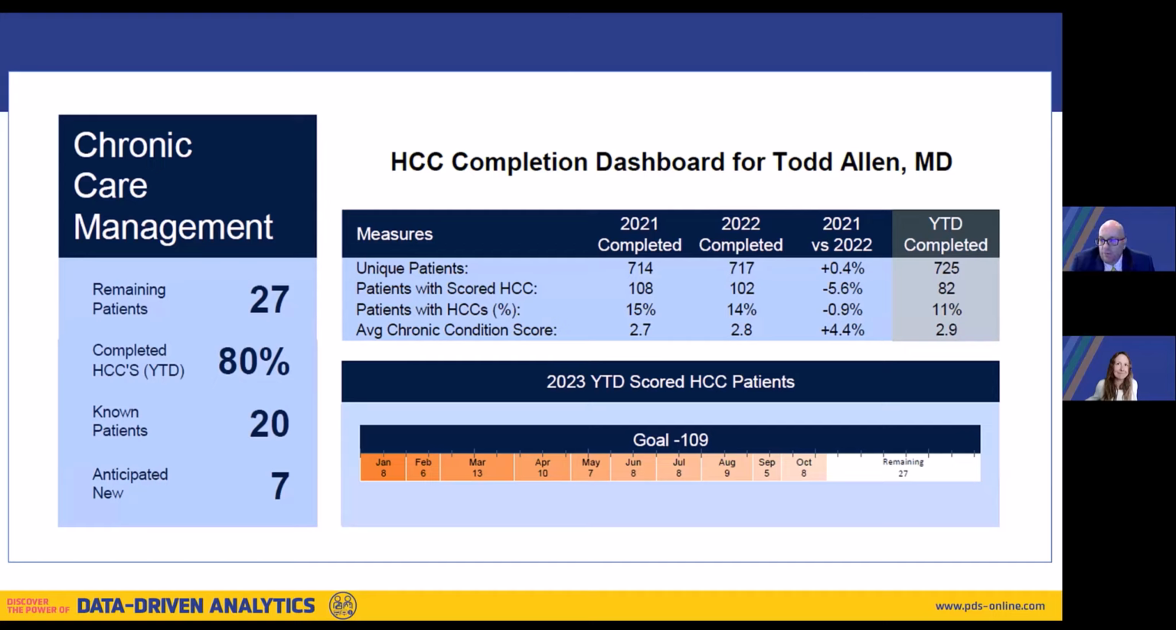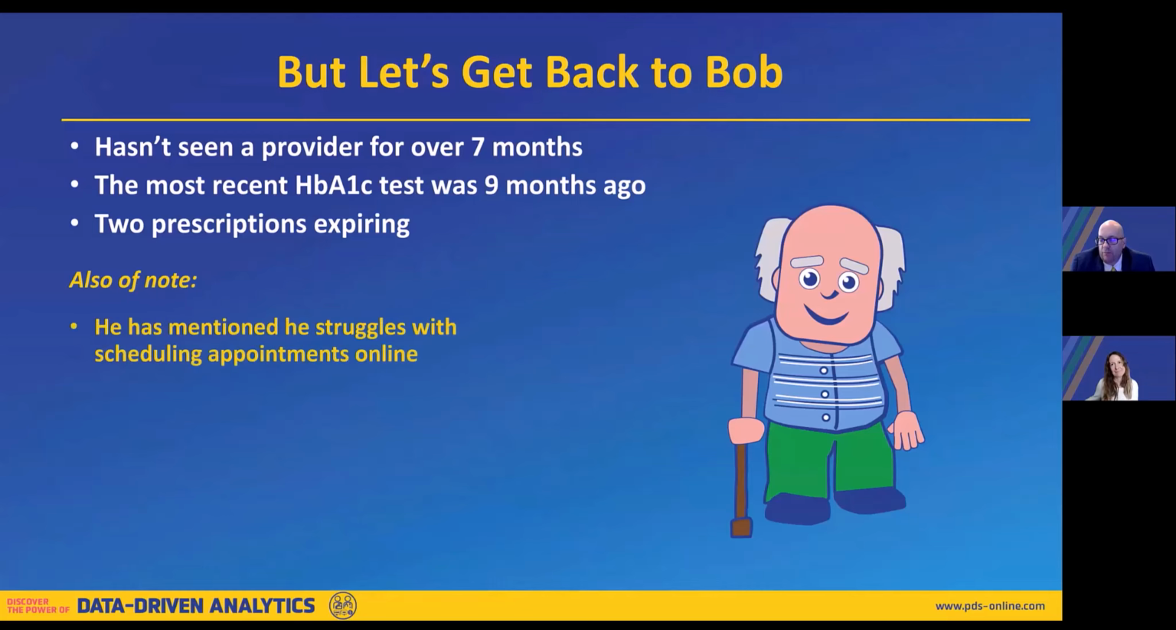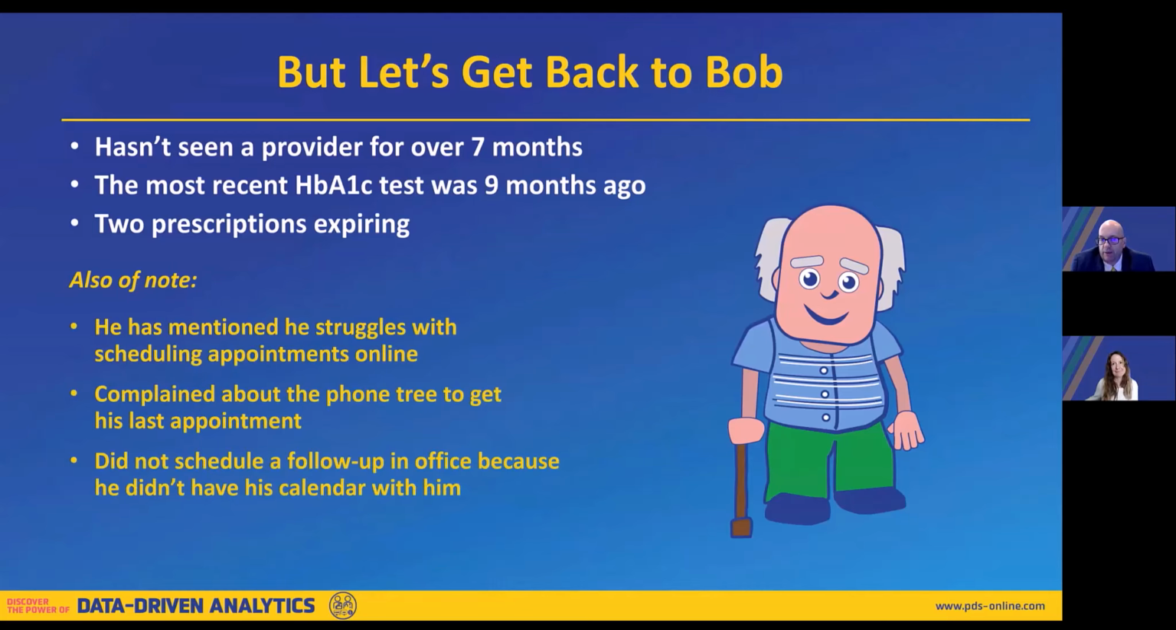But, again, this is high level. It's for a provider, and what we're really aiming to do is to improve care. And in order to do that, let's get back to Bob, because we have some more information about Bob that is going to help us identify some gaps that are out there.